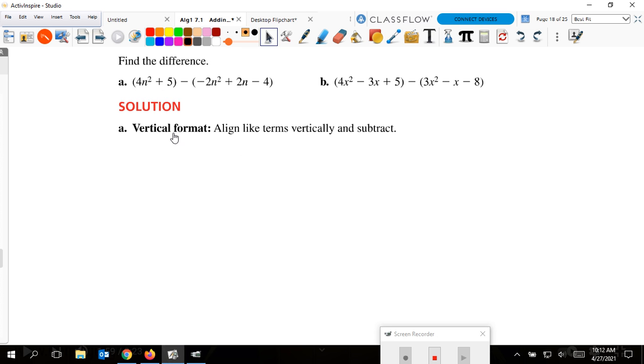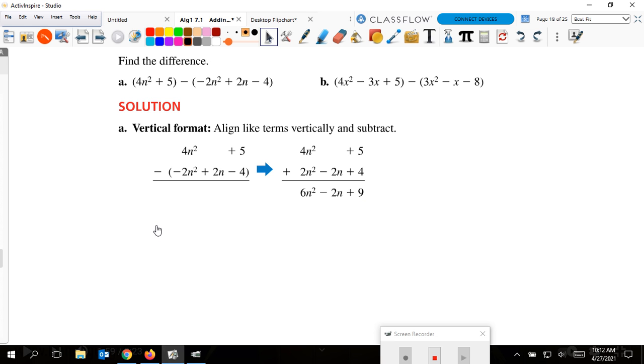So again, we could do vertical format. Now I don't typically do vertical format here, but you can see that's what they're going to do. They're going to distribute the negative to this one, and that changes all of the signs. All three signs just change to their opposites. And now they have things lined up. They lined up like terms, so the n squared's lined up. There's nothing to combine with the n term. That's going to be in our answer the way it is. And then the 5 and the 4 are lined up, and that gives you your answer when you combine like terms. So this is one option.